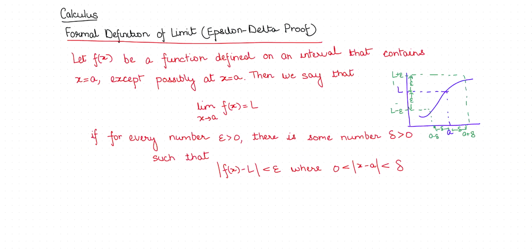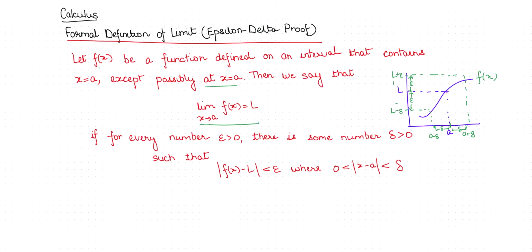So the formal definition of limit says that if f(x) is a function like this, and it is defined on an interval that contains x equal to a, except possibly at x equal to a. Because when we are studying limits, we are not worried about what happens at the point. We are worried about what happens around the point. So that contains x equal to a, except possibly at a. Then we can say that the limit as x tends to a of f(x) is L.